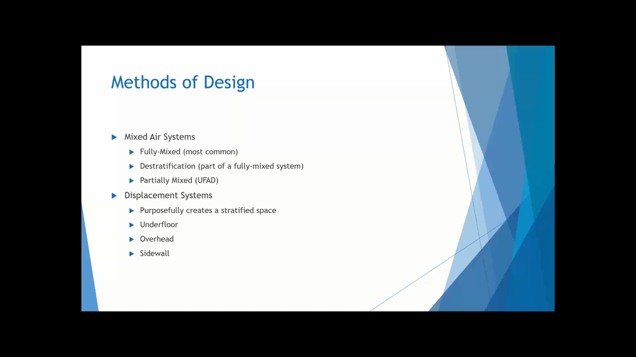Within mixed air systems, it can be either fully mixed, that's the most common, and within that, you can actually use destratification, which assists a fully mixed system. And then finally, you could have a partially mixed system, and that's usually from an underfloor air distribution, which is what UFAD means right there. And as a displacement system, you're purposefully creating a stratified space. That could be from underfloor systems, overhead systems, or even sidewall diffusers.